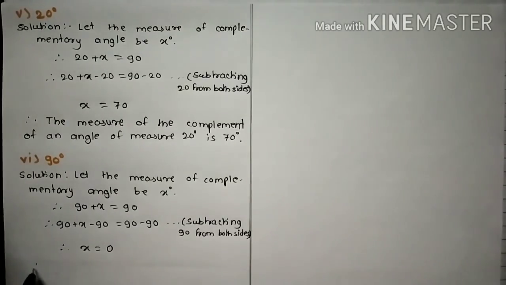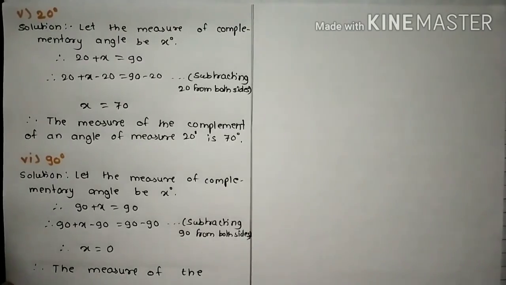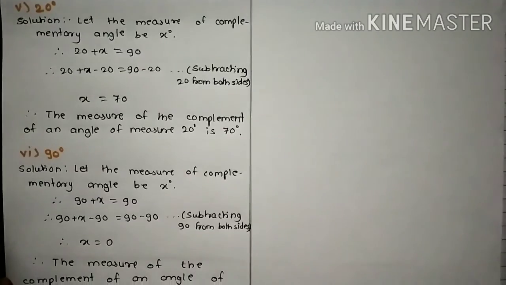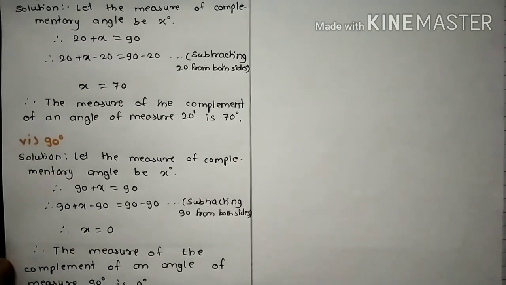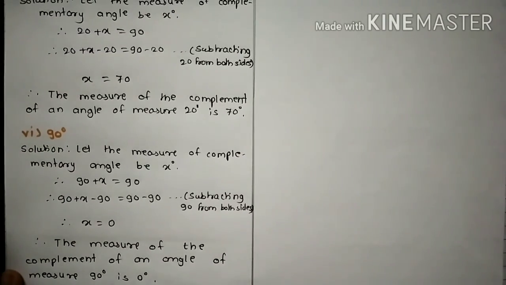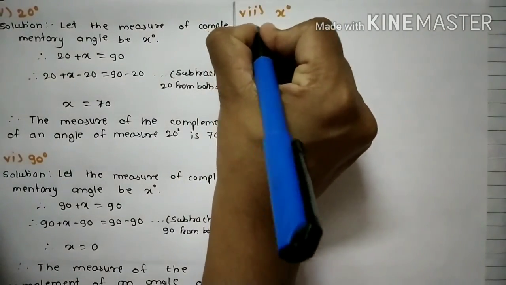Therefore write down, therefore the measure of the complement of an angle of measure 90 degrees is 0 degrees. Okay, next example. Next is x degrees. Let's see the solution.